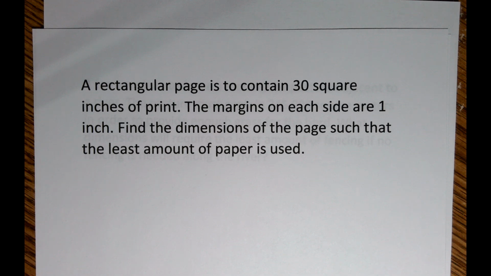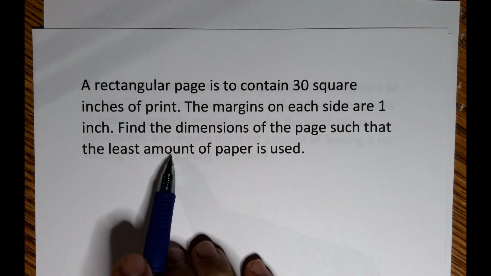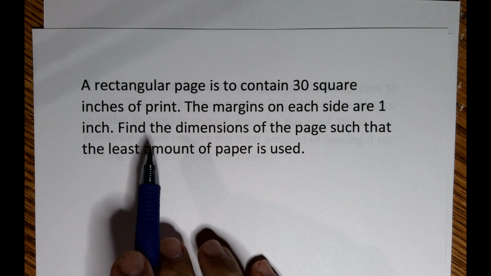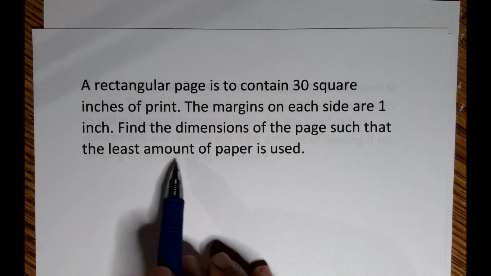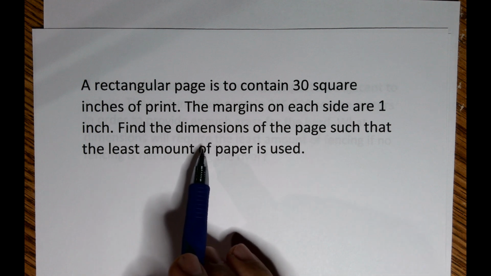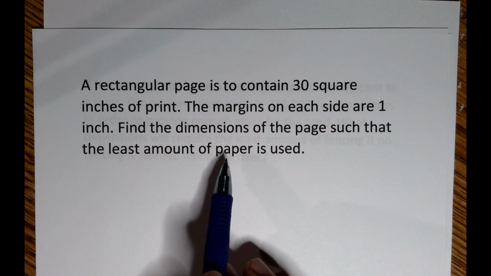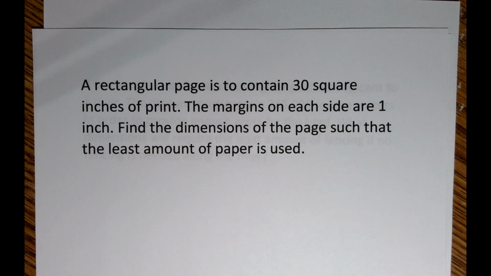All right. We're optimizing, meaning we're going to find the least amount of something or the most amount of something. So here in this problem, we're finding the dimensions of the page that uses the least amount of paper. In these problems, you're going to be given at least two pieces of information. One is an equation relating two things, and then another equation that you want to optimize, to maximize or minimize.